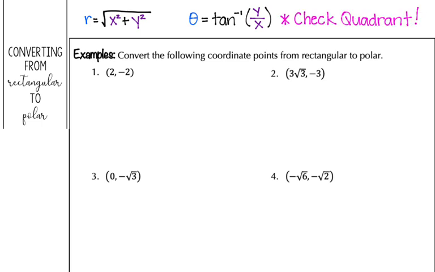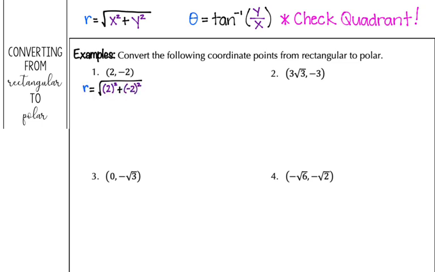We need to check the quadrant because arctangent, if we're not careful enough, is only going to give us quadrants 1 and 4. But these points aren't necessarily in quadrants 1 or 4. They could be in quadrants 2 or 3 or 1 or 4. So we have to check that out. Let's always start with finding our r.